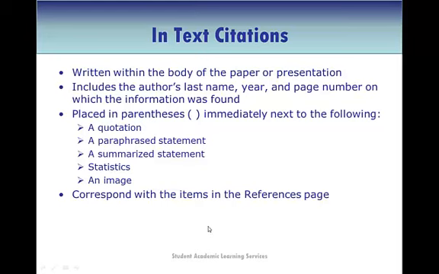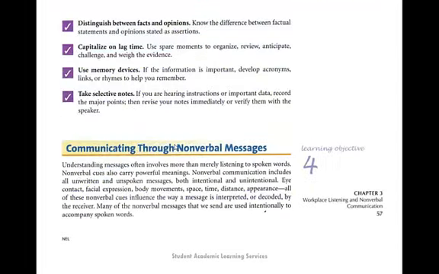So that covers references. I want to move on to in-text citations. The other part of APA is what are called in-text citations, and those go right in the body of your paper, and they correspond with the items on your references page. You're going to do in-text citations whether you've quoted or paraphrased or summarized or provided statistics or an image. I just talked about that. In the in-text citation, you're going to have the author's last name, the year, and the page number.